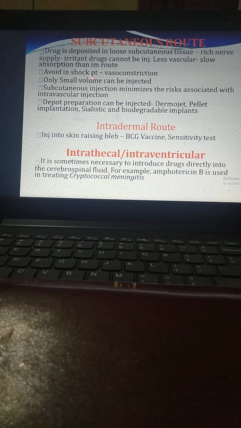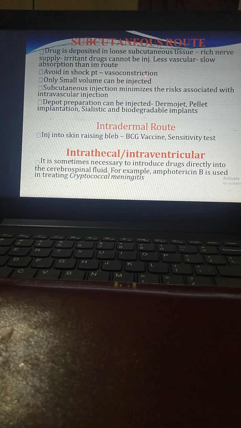And then subcutaneous: the drug is deposited in loose subcutaneous tissue. That is rich in nerve supply, so irritant drugs cannot be injected. It is less vascular, with slower absorption than the IM route. I told you insulin is the example. Avoid in shock patients because of vasoconstriction. We should not give it in shock patients because there is vasoconstriction.